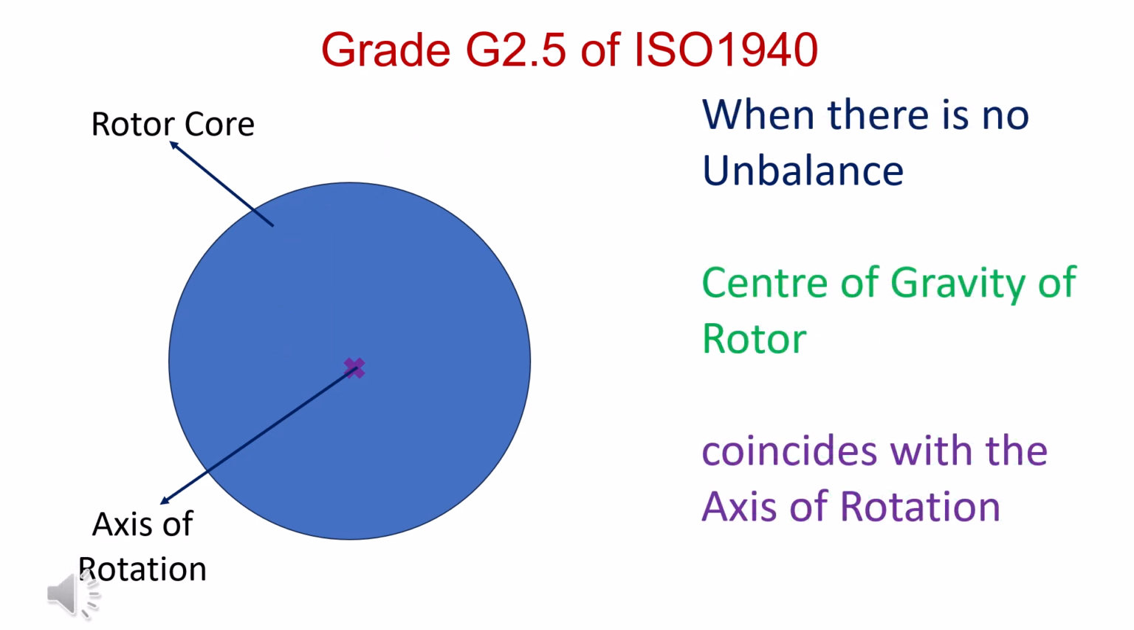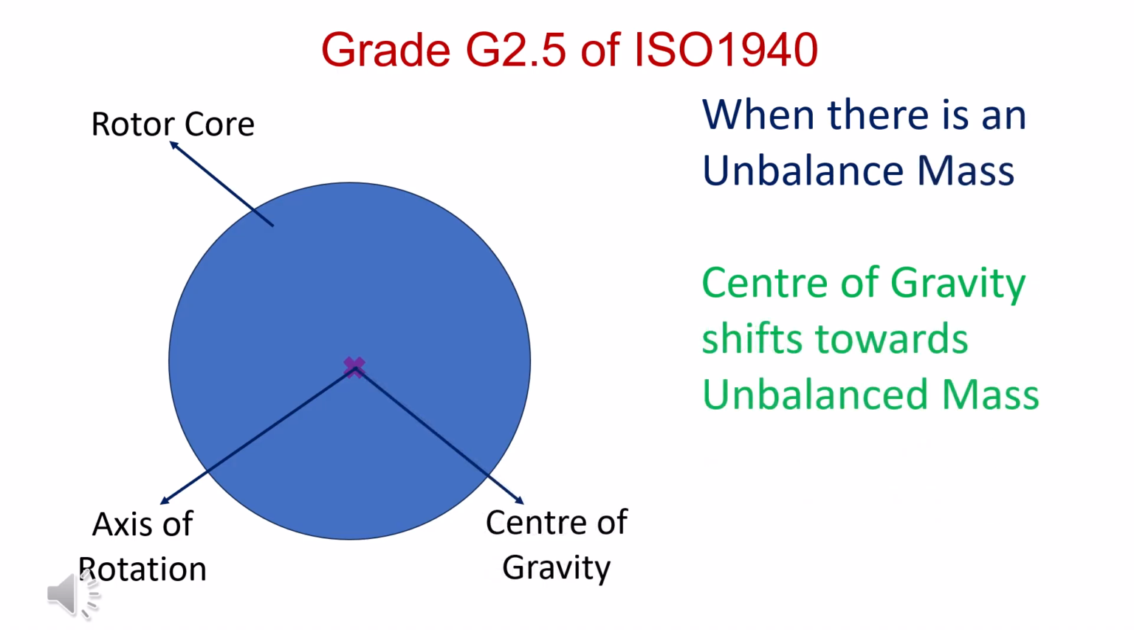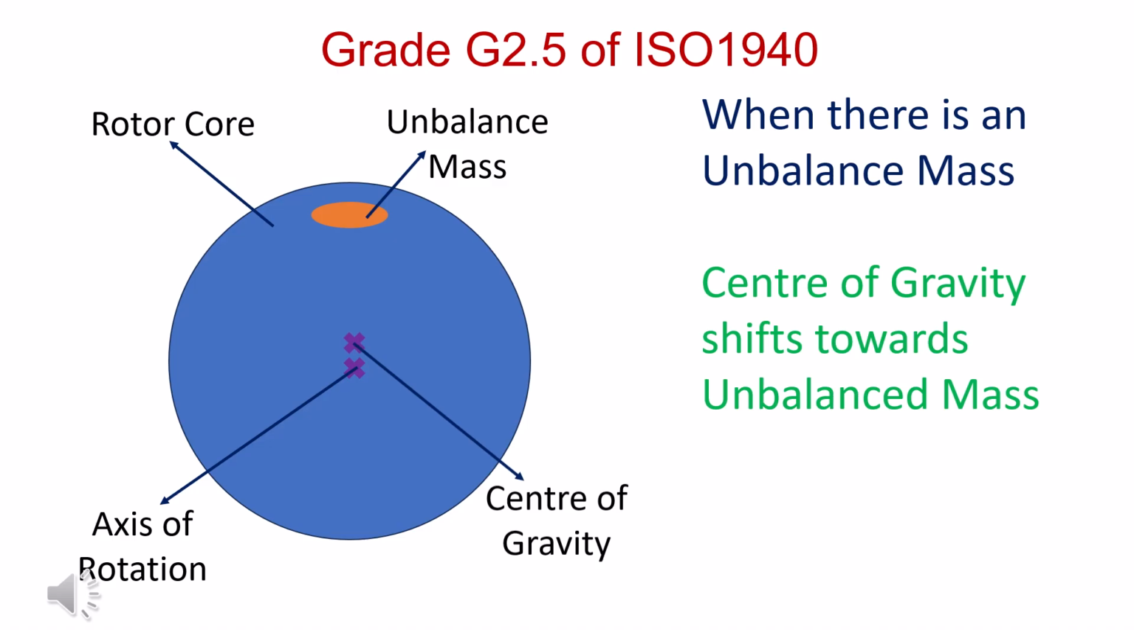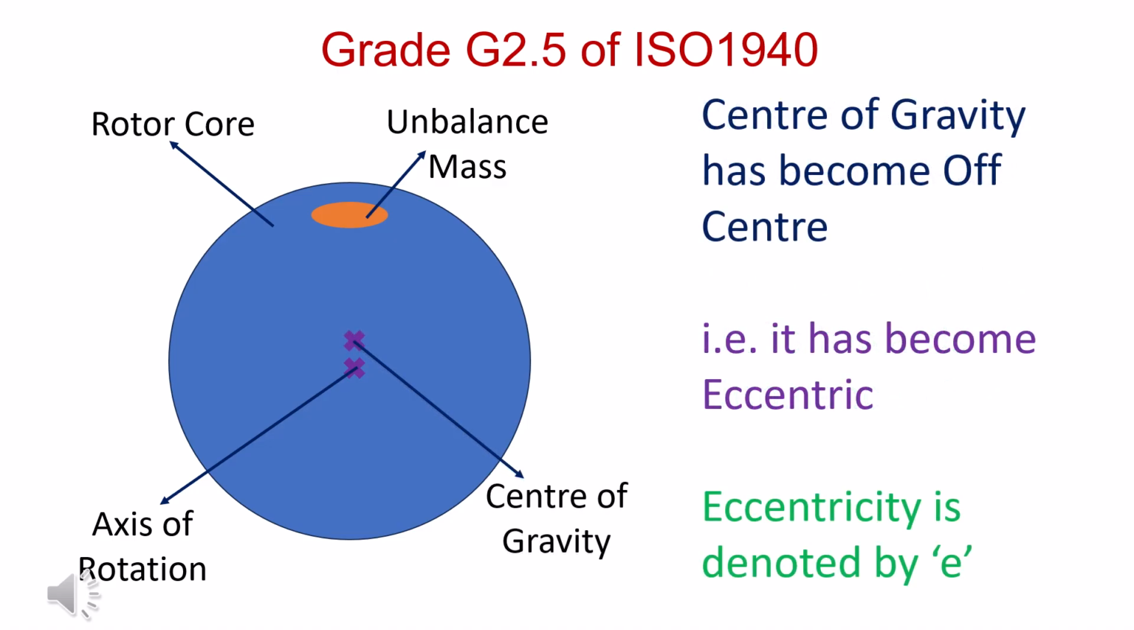When there is no unbalance, center of gravity of rotor coincides with the axis of rotation. When there is an unbalanced mass, center of gravity shifts towards unbalanced mass. Center of gravity has become off center. That is, it has become eccentric. Eccentricity is denoted by small e.